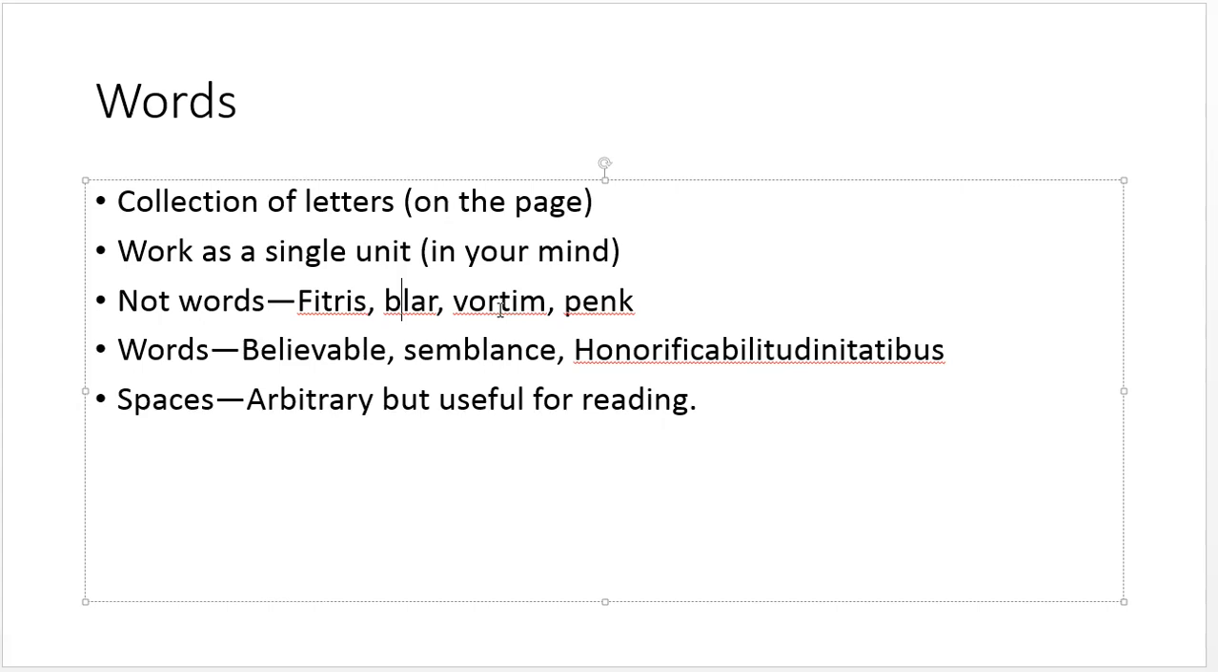A word like semblance, many people haven't even seen or don't know necessarily what it means, but if you saw it in a sentence, if somebody said there was a semblance of order, you would find it meaningful. It just means a sense of order.